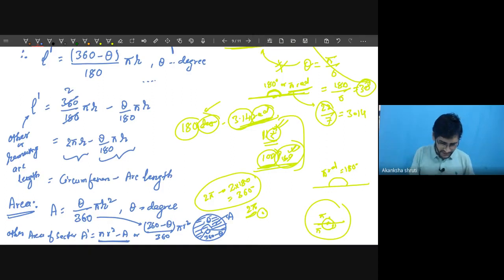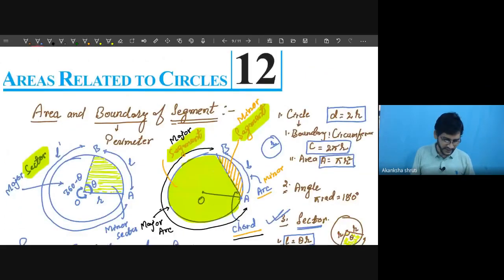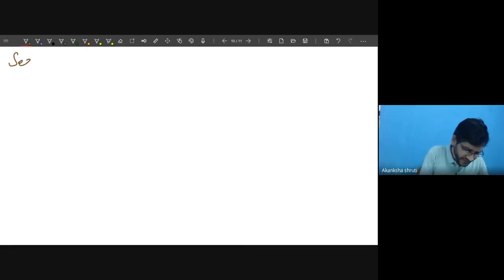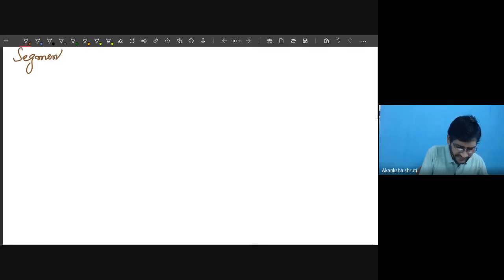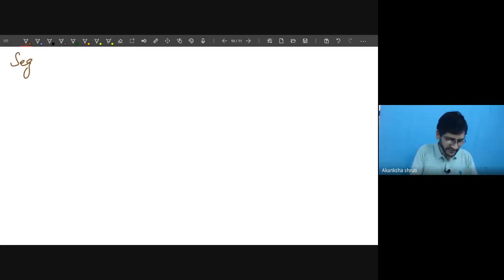Now let us come to the other part called the segment. Student, regarding segment, everything like the boundary length can be calculated here, but the only difference, or the key thing that we need to keep in mind, is how that area can be calculated. So just by simple understanding, we can calculate it. So how is our segment?